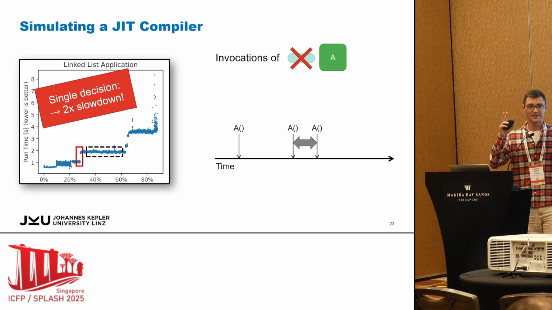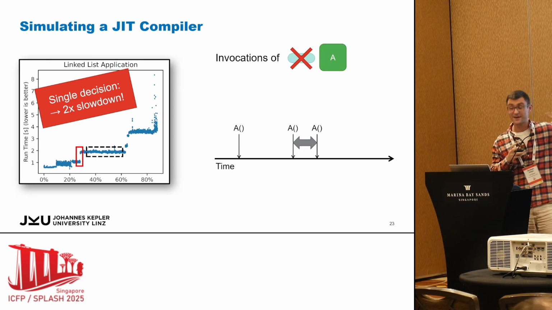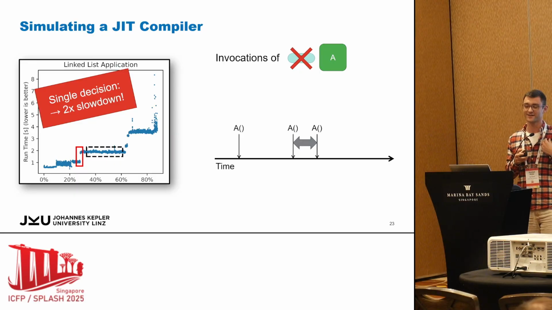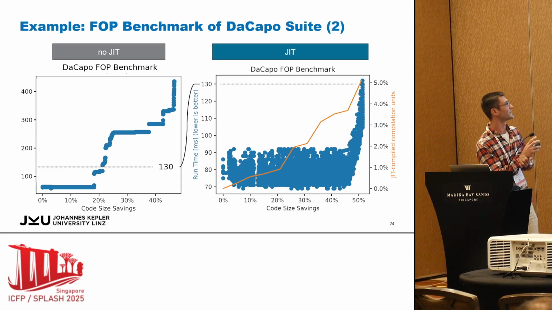JIT compilation means in this case that we just replace the bytecode again by the ahead-of-time compiled machine code. So this is no real JIT compiler, this is just a simulation, but you will see in the next slide that it's not as bad as it sounds in the first place.